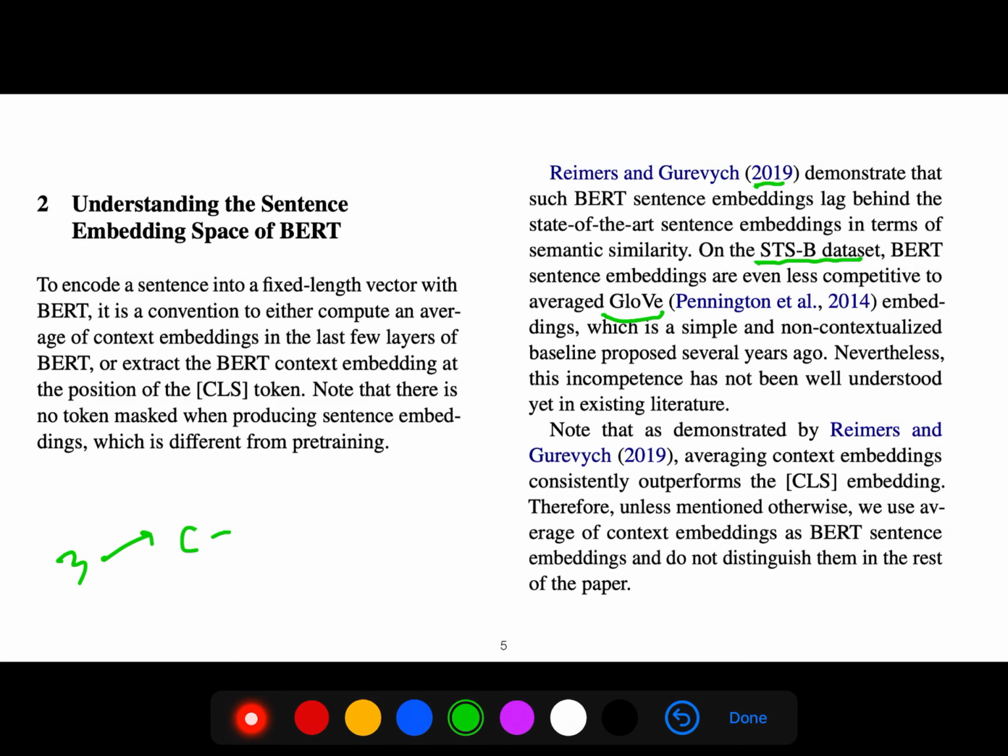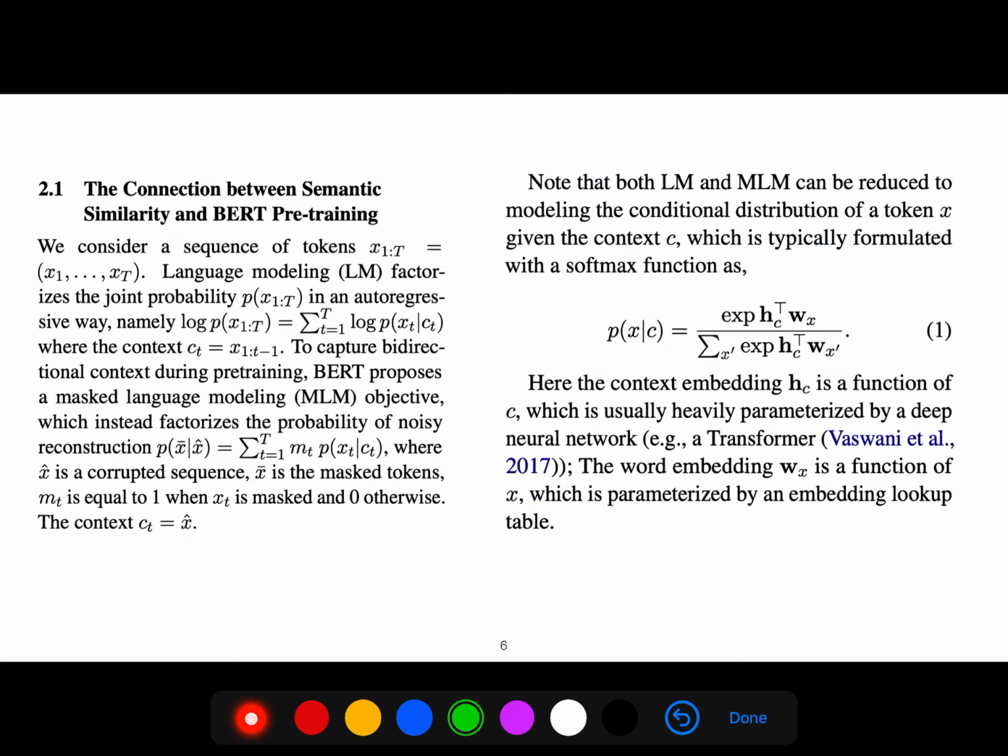So note that, as demonstrated by this paper, averaging context embeddings. I think this paper is SBERT by this professor, and she introduced SBERT in this paper, and I've explained it before. So unless mentioned otherwise, we use the average of context embeddings as the BERT sentence embedding and do not distinguish them in the rest of the paper.